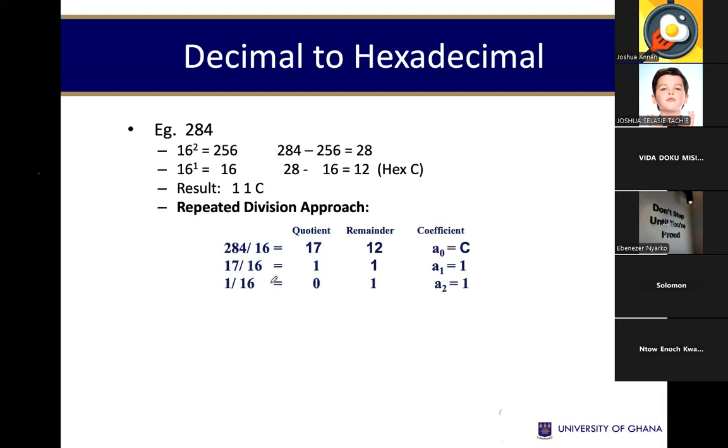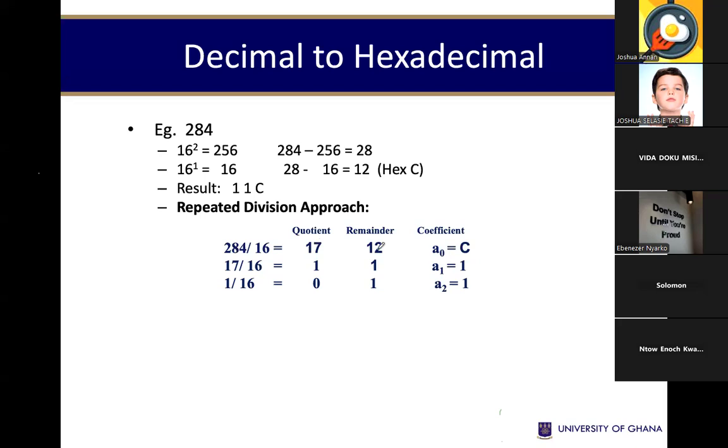You can also go by the other approach, right? The repeated division approach, right? You look at 284 divided by 16, that should give you 17, okay? So you're going to have 17 point something. So you multiply that 17 by the 16, and whatever result you get, you subtract it from the 284, that should give you your 12.